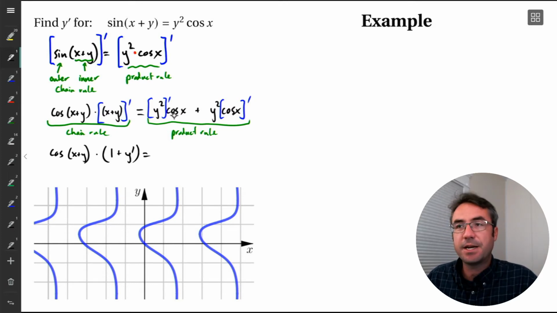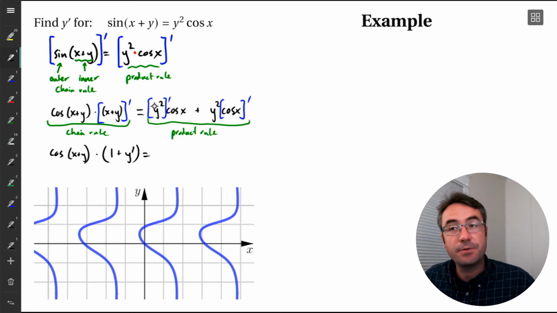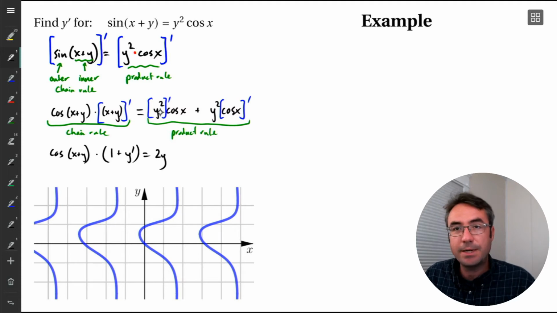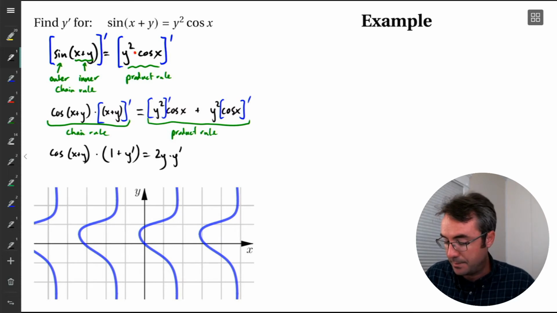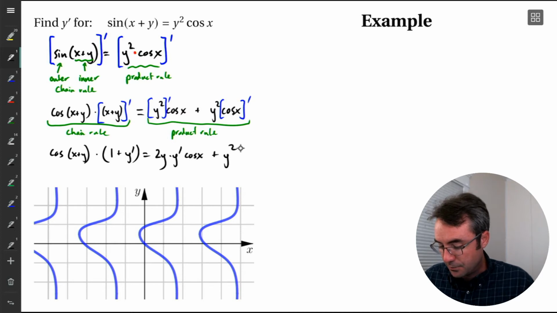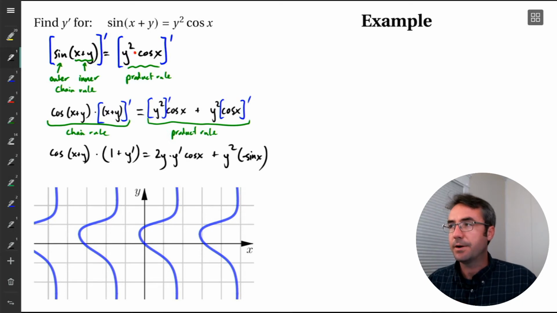Then we go on to the other side of our equation. We have a y squared that we need to differentiate. So what's the derivative of y squared? Well, it's 2 times y. And we're differentiating a y term here, so we multiply by y prime. Then we keep going. So the cosine x is outside the brackets, so we're done with that. y squared outside the brackets, we're done with that. And then we need to differentiate this cosine term. So derivative of cosine is negative sine x. All right, so far so good.